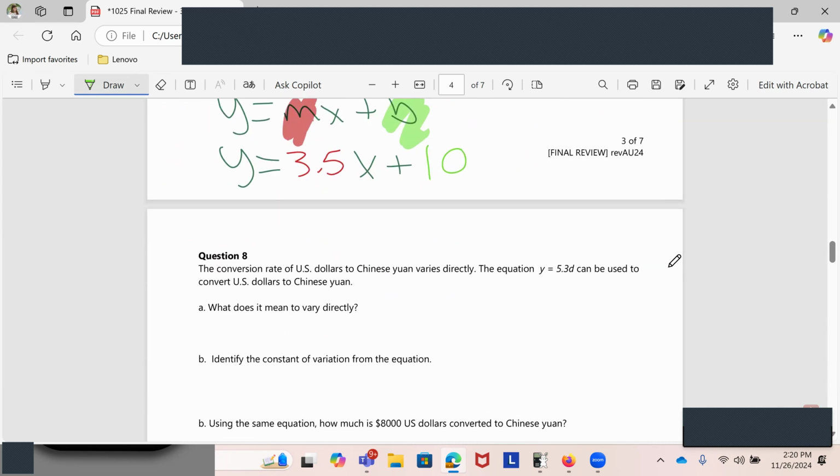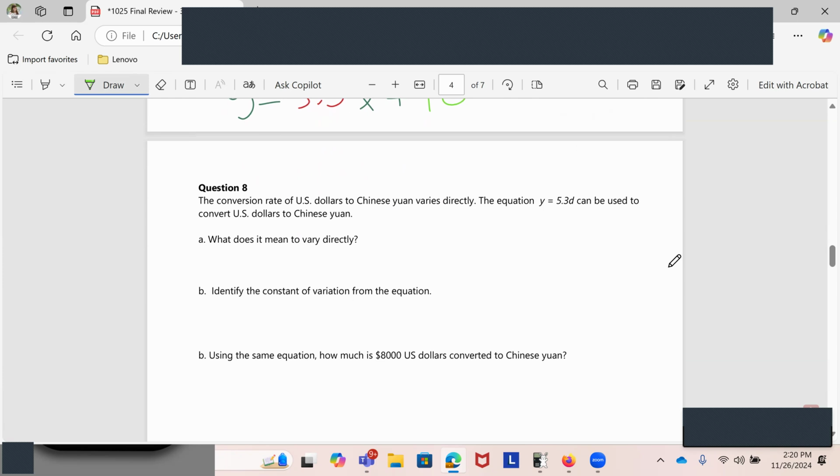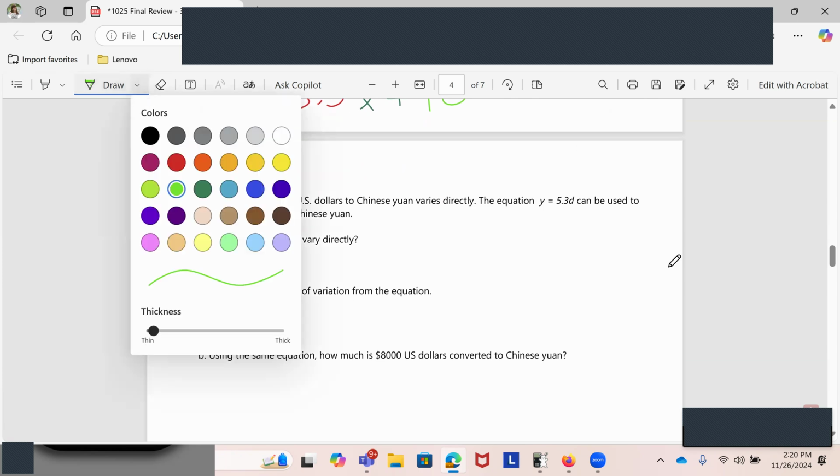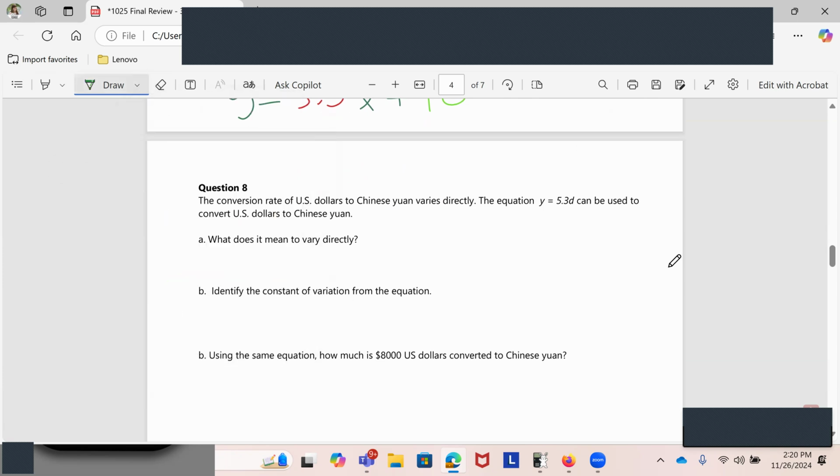All right, so the 8 is kind of back a step because it's the section before where we did direct variation. That was the y equals kx or y equals mx. It was the first of the equations we talked about when we did equations of lines. Just a hair easier than the one we just did. The conversion rate of US dollars to Chinese yuan varies directly. They gave me an equation, so that's cool.